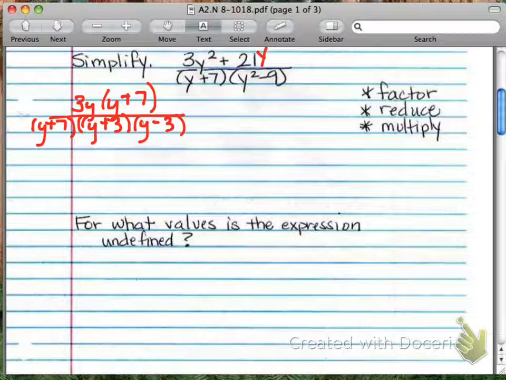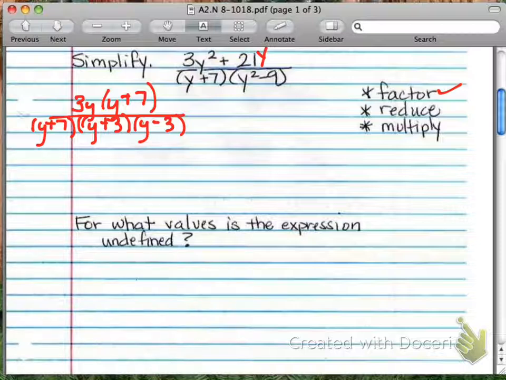Okay, now all we have to do, so now we factored, so that's taken care of. So let's reduce. Okay. And remember, when we reduce, you have to take whole factors. And what I mean by that is that you can't just say, okay, well, let me pull out this y and cancel it with this y, and this y and cancel it with this y. You have to take whole factors and cancel them out. If it's in the parentheses, you got to take the whole parentheses or none of the parentheses. Okay, so what can I factor out?